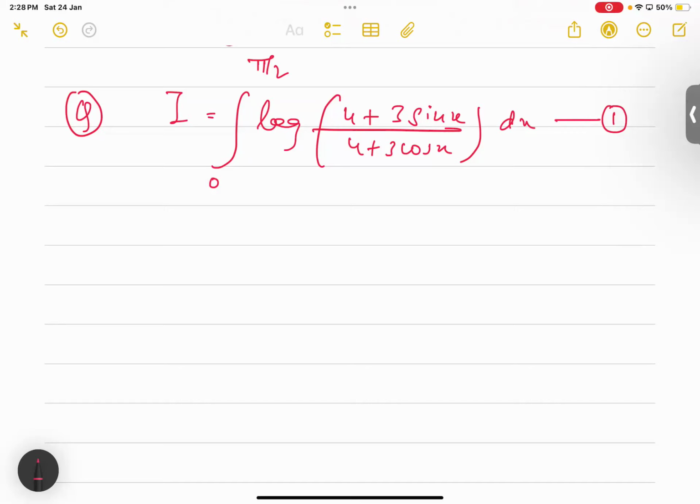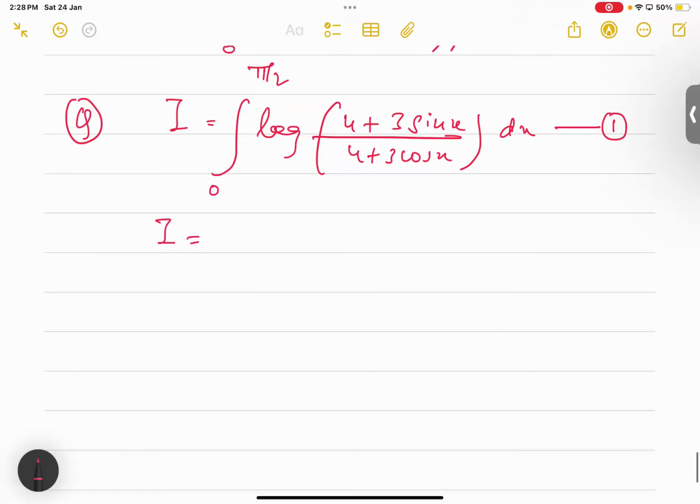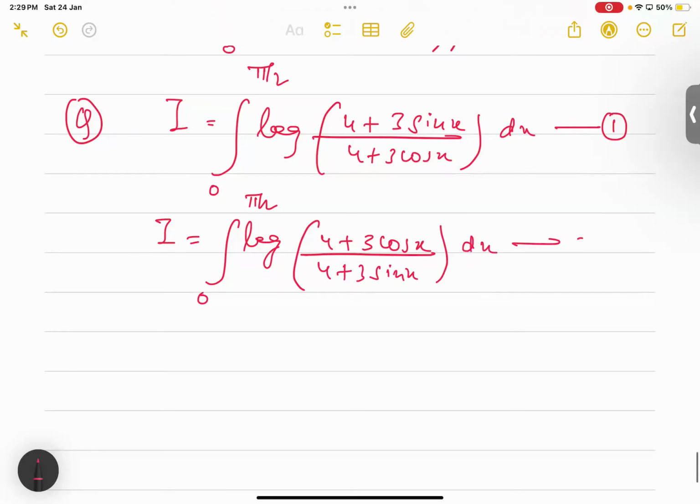Apply the property, then add 1 and 2. Are you getting a different equation number 2 after application of the property?